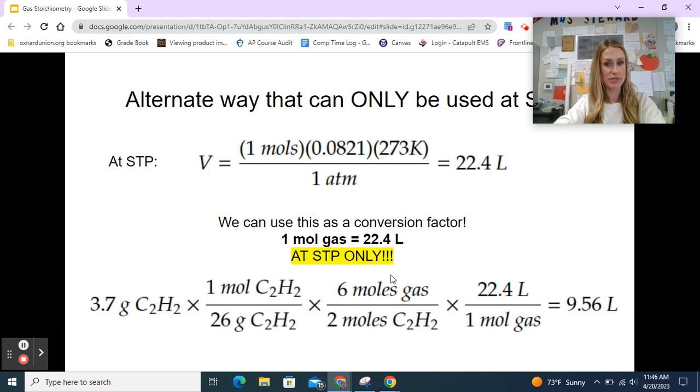So it has to have a temperature of 273 Kelvin and a pressure of 1 atmosphere in order to use this conversion for stoichiometry. All right, so those are my 2 examples for gas stoichiometry.